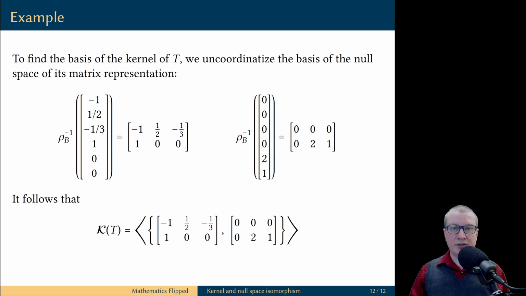In the next video in this series, we will prove that the range of a linear transformation is isomorphic to the column space of its matrix representation.